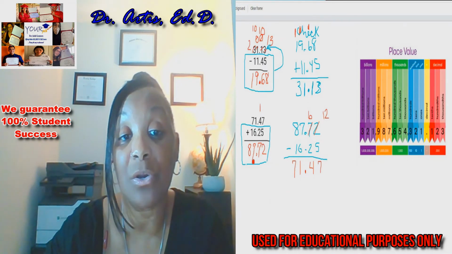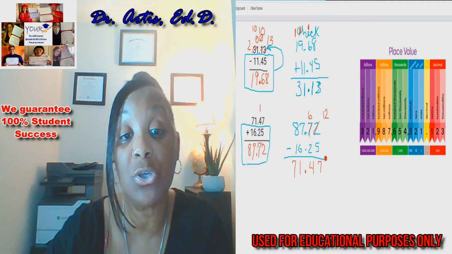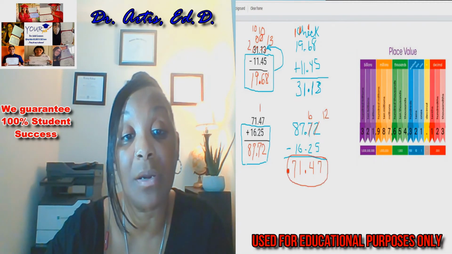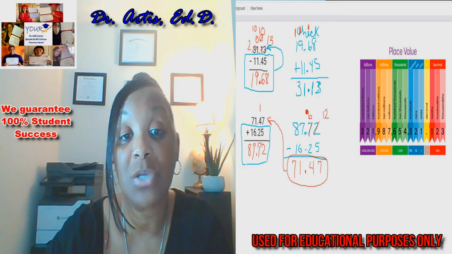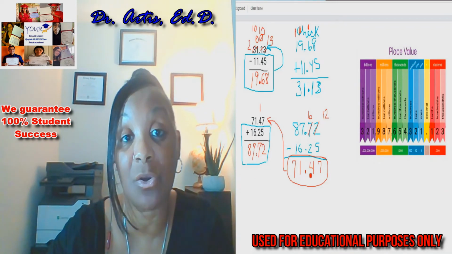So our answer, 87.72, is correct because when we do the reverse, we get 71.42, which is what we started with, and that is up here. So we checked our answer, and it is correct.